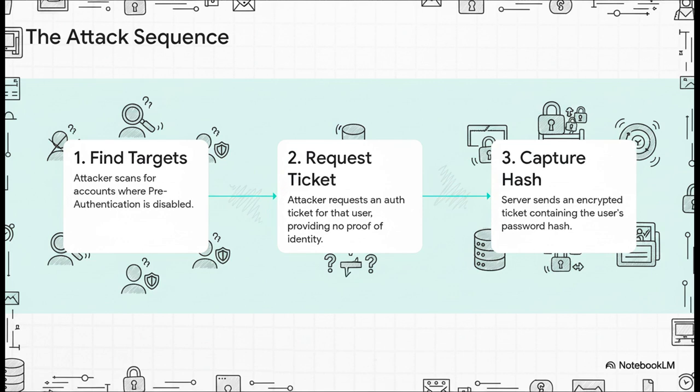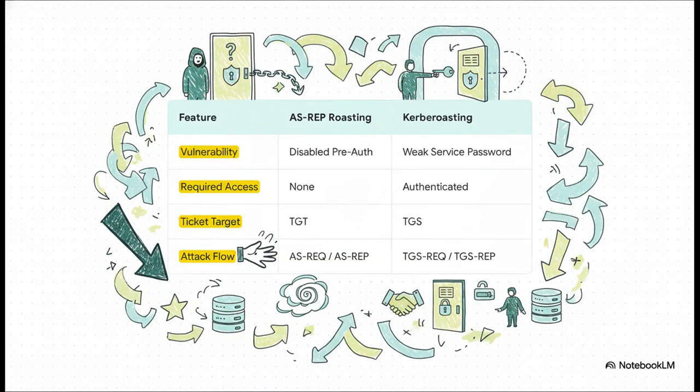It's that easy. And this table perfectly illustrates the difference between AS-REQ roasting and a similar attack you might have heard of called Kerberos roasting. Now look closely at that required access row. That's the whole ballgame. For Kerberos roasting, an attacker has to already be an authenticated user inside the network. But for AS-REQ roasting, they need absolutely nothing. They can be a complete outsider, which makes this a terrifyingly effective way to get that initial foothold.